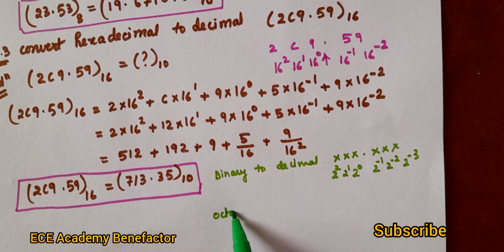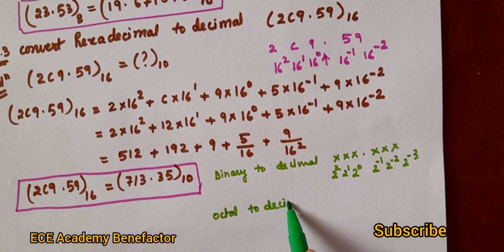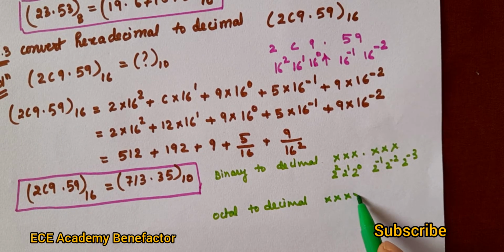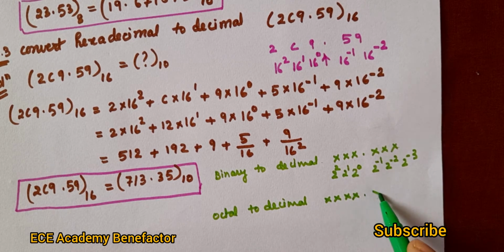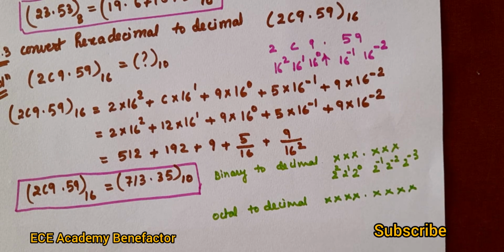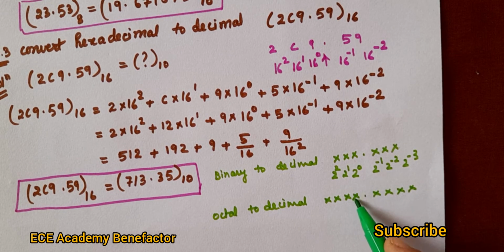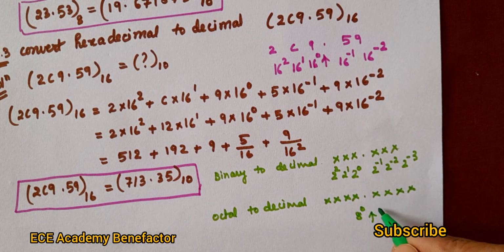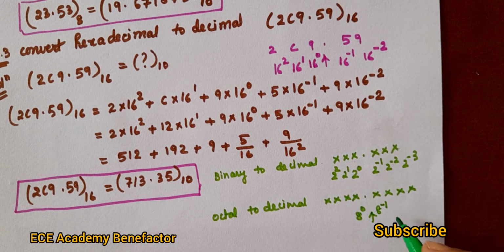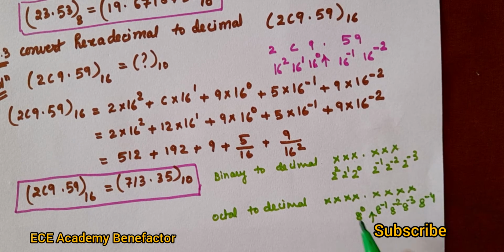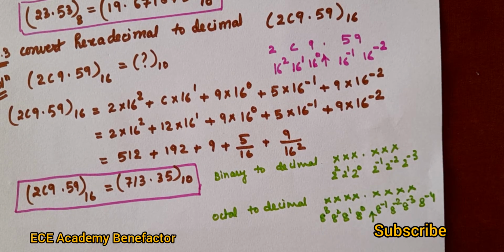If it is octal to decimal, suppose you are given an octal number comprising 4 octal digits on the integer part and 4 on the fractional part, then what you will do? Multiply the first number by 8 to the power 0. On the right side you will multiply by 8 to the power minus 1, 8 to the power minus 2, 8 to the power minus 3, 8 to the power minus 4. Here 8 to the power 1, 8 to the power 2 and 8 to the power 3.